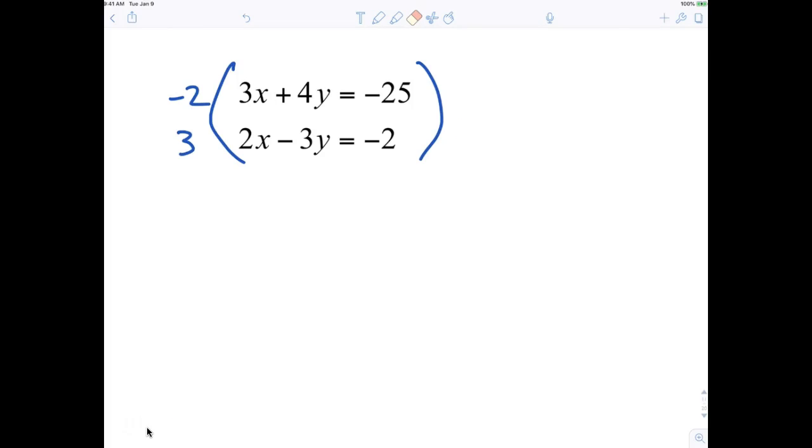All right, so now let's multiply the top by -2. When I multiply the top by -2, I get -6x minus 8y equals 50. Multiply the bottom by 3. 6x minus 9y equals -6.